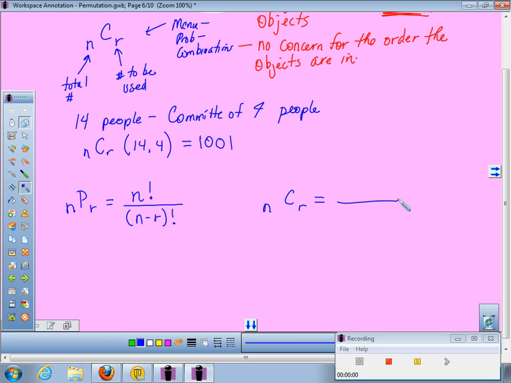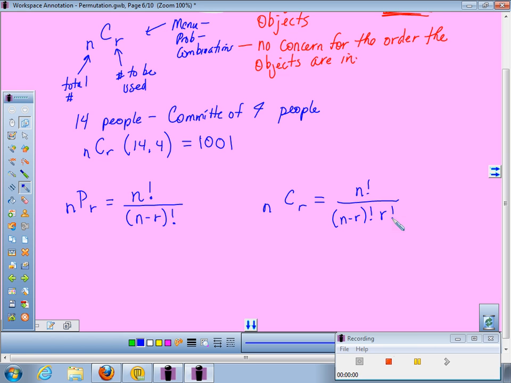So if it's going to be smaller numbers, what do you think is going to happen to make the number come out smaller? You have to get more on the bottom. And it turns out it's exactly the same, except on a combination, it also divides by the r factorial. It divides by two numbers' factorials when it's calculating it. And I'll show you what that means in terms of numbers.